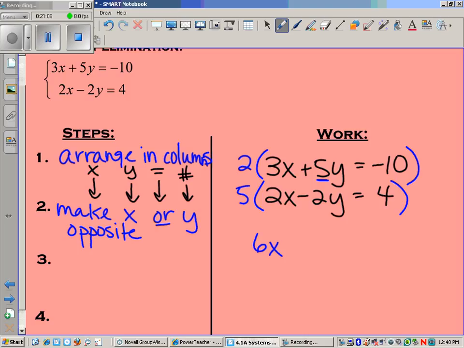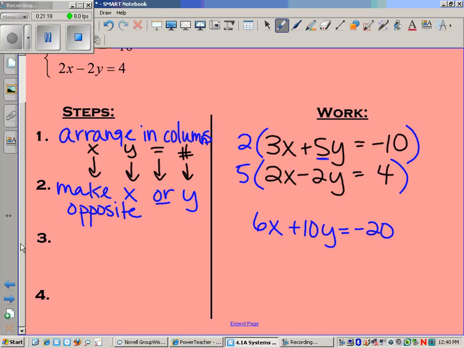Let's do that. 2 times 3x, 6x. 2 times 5y, 10y. 2 times negative 10, don't forget to multiply the negative 10. We're going to make it a negative 20. I'm going to do the same thing with my second equation. Let's multiply everything through by 5. 5 times 2x is 10x. 5 times negative 2y is negative 10y. And 5 times 4 is 20.